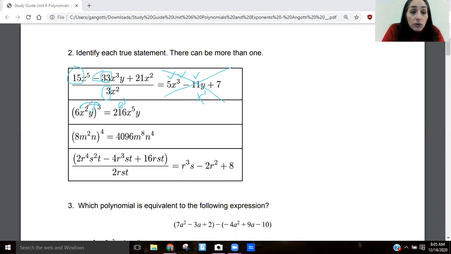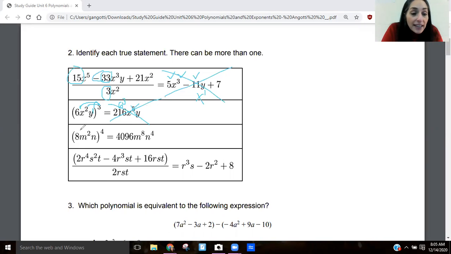Now, when you do a power raised to a power, because that's what this is, you multiply the exponents. So you would do 2 times 3, and 2 times 3 is not 5. It should be 6. So that knocks this one out. You don't have to go any further. Plus, they didn't do the y right either. All right, so next one.